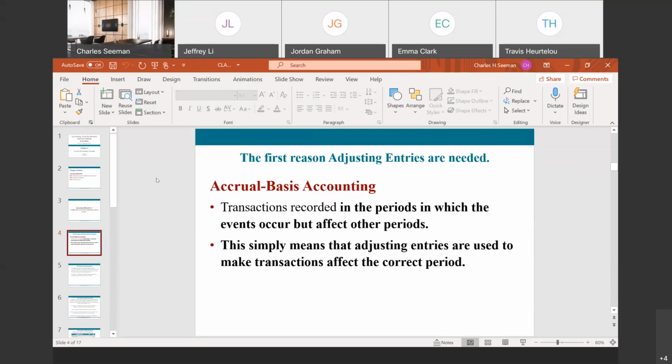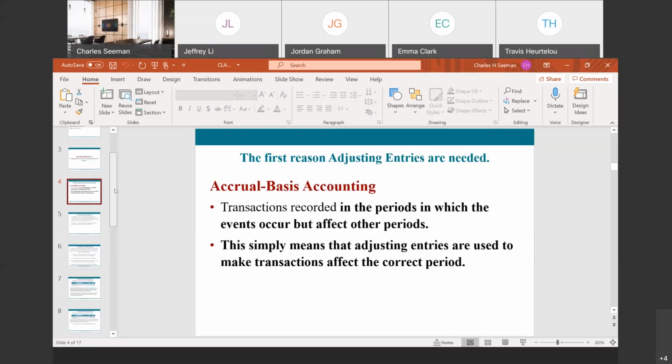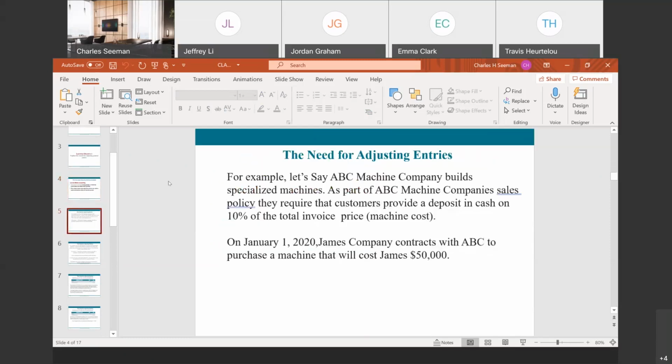So one reason we do it is because of the periodicity principle, saying that all periods, months, quarters, and years have to be their own self-contained unit. So this simply means that adjusting entries are used to make transactions affect the correct period. The need for adjusting entries.